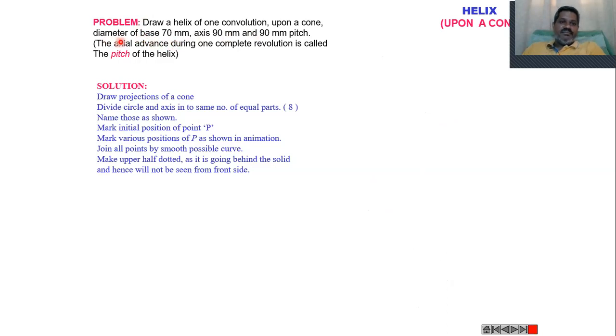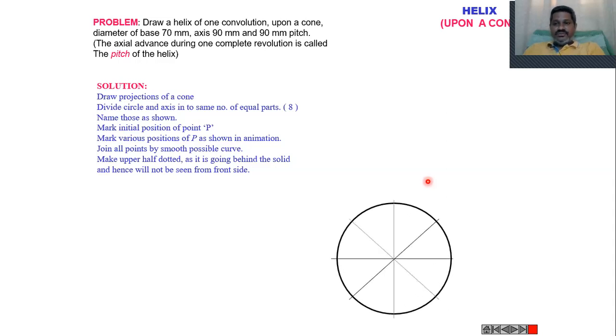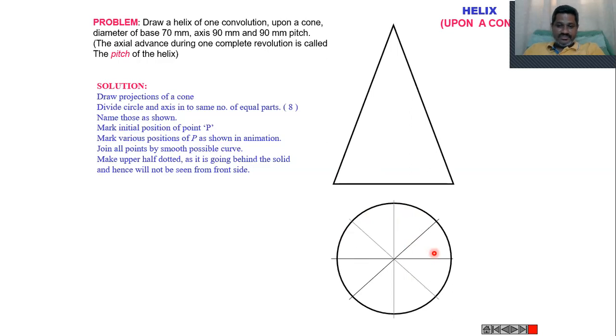In this case, the given dimensions are base of the cone as 70 mm, axis as 90 mm, and pitch is also 90 mm. So with 90 mm height of the cone and the base diameter as 70 mm, draw the projections of the cone like this. In the top view we will get a circle like this, and in the front view we will get a triangle for a cone.